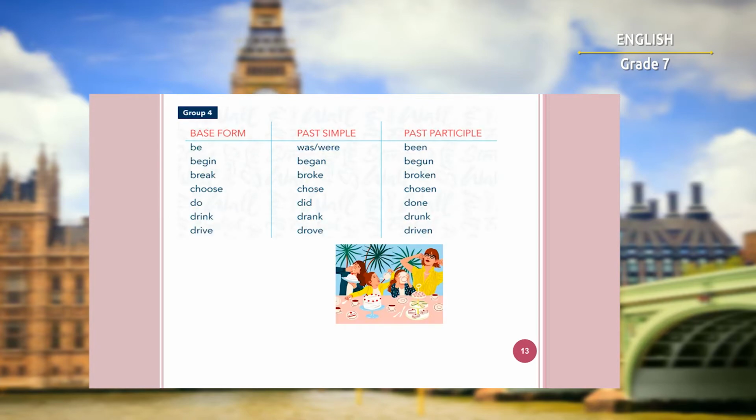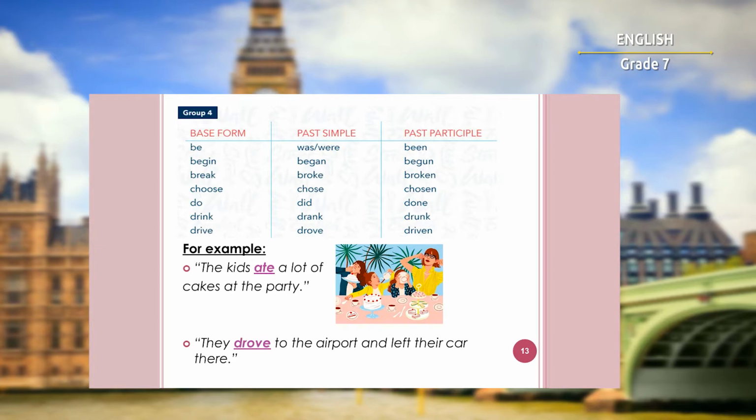And as you remember, the last group is about verbs with a different base form, past simple and past participle. For example, be, was, were, been, begin, began, begun, break, broke, broken, choose, chose, chosen, do, did, done, drink, drank, drunk, drive, drove, driven, and others. For example, the kids ate a lot of cakes at the party. They drove to the airport and left their car there.